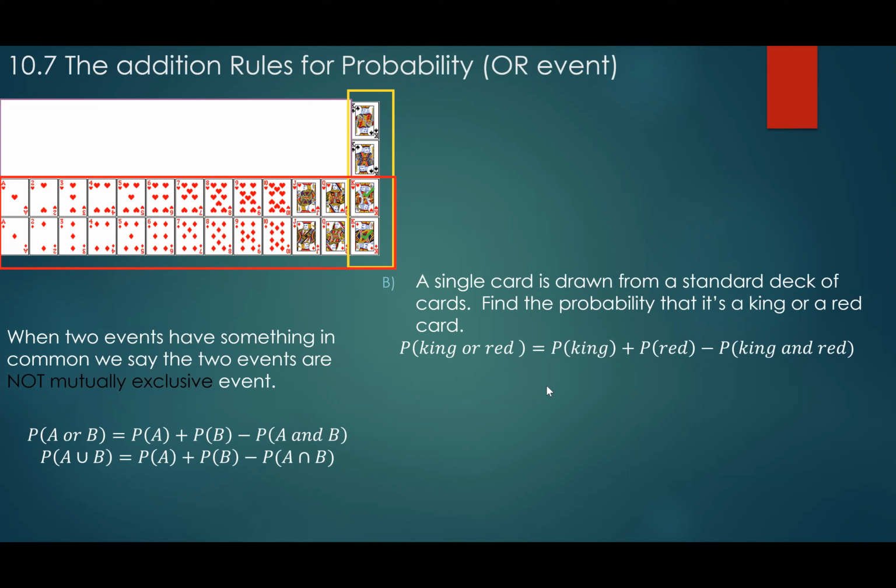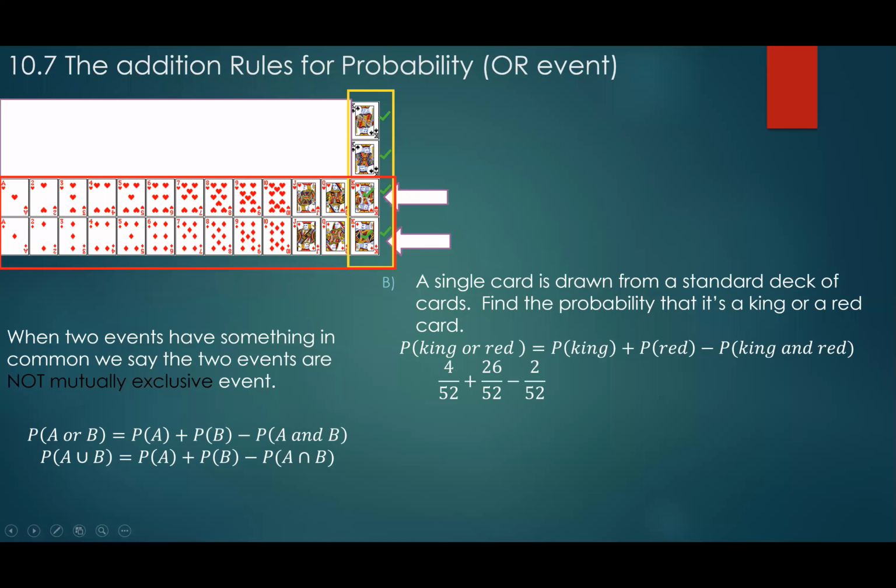So what is the probability of a king? Do you agree there are 4 kings? This is the king, this is the king, this is the king, this is the king. So there are 4 kings out of the total of 52 cards, right? And again, how many red cards are there? If you add all of the red cards, there are 26 red cards out of 52.